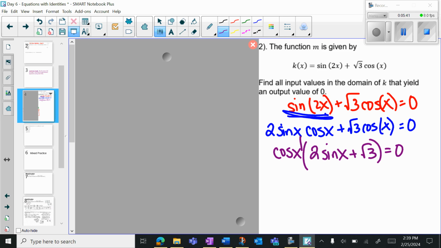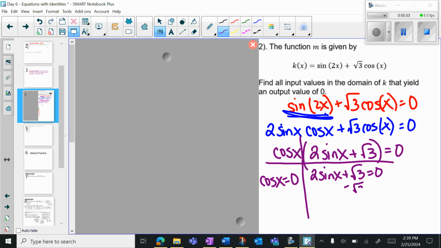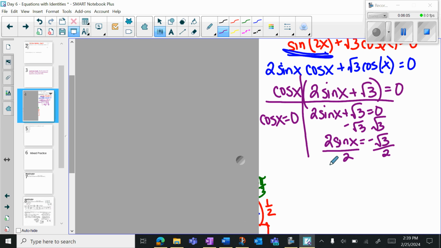Then I'm going to tee it off like I normally do. So I have cosine of x is equal to 0. And then here, I'm going to have 2 sine of x plus radical 3 is equal to 0. So I'm going to subtract the radical 3 over. So 2 sine of x is equal to negative radical 3. Then dividing by 2, I'm going to have sine of x is equal to negative radical 3 over 2.